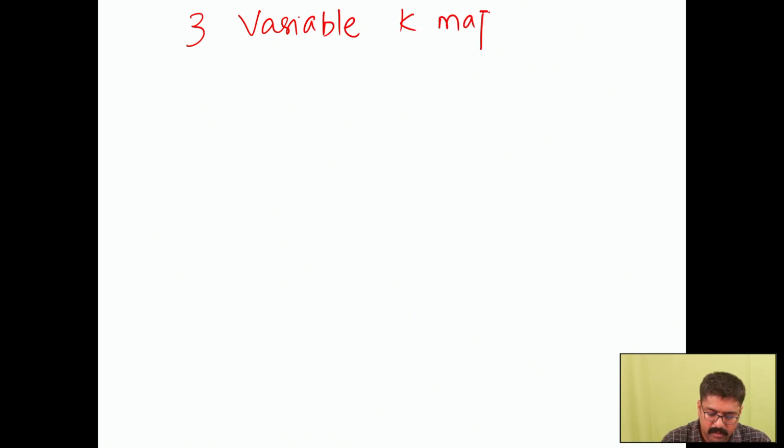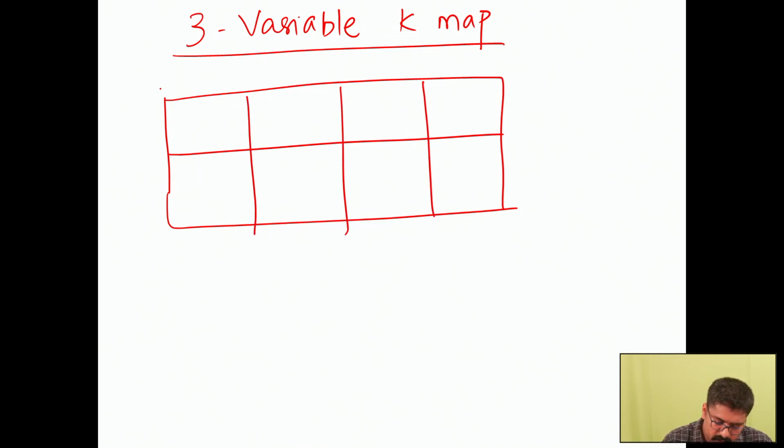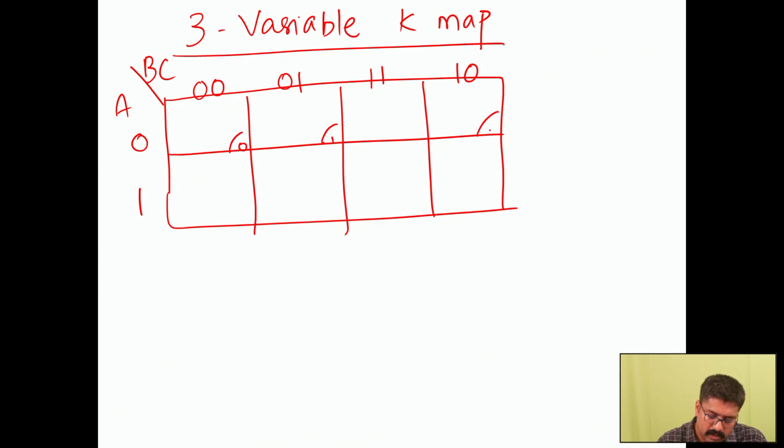Now we will enter the 3 variable K-map. First I will draw the general 3 variable K-map with A, B, C. Let us keep it as A, B and C. 0 0, 0 1, 1 1, 1 0, and 0, 1 for C. So the corresponding cells are 0, 1, 2, 3, 4, 5, 6, 7.